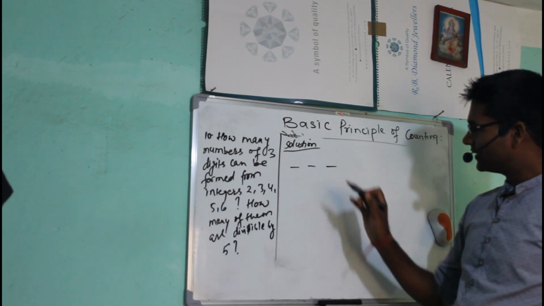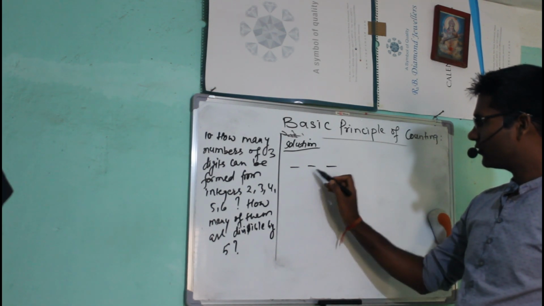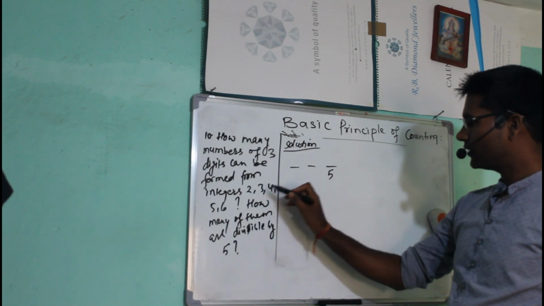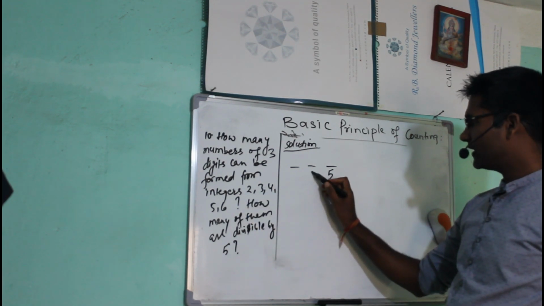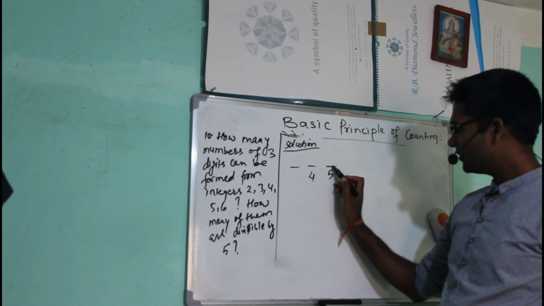Let's place here 3 spaces. So this should be filled by 5. So for the first unit place there are 5 choices. See here 1, 2, 3, 4, 5. And for the second there will be 4 choices. That means for unit place 5 choices.